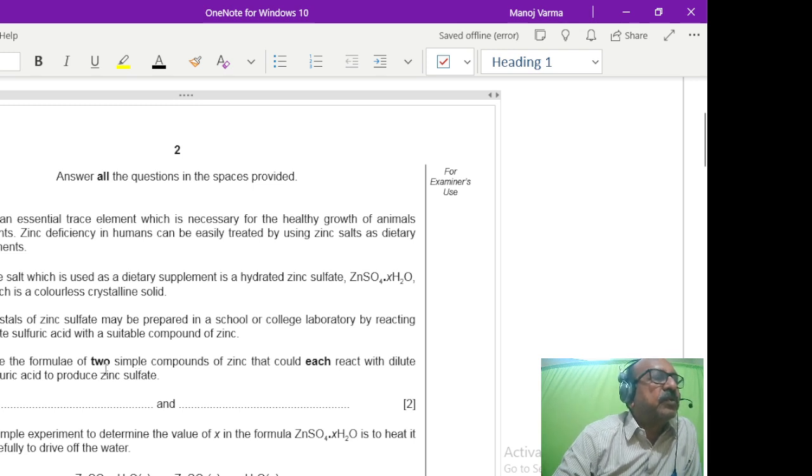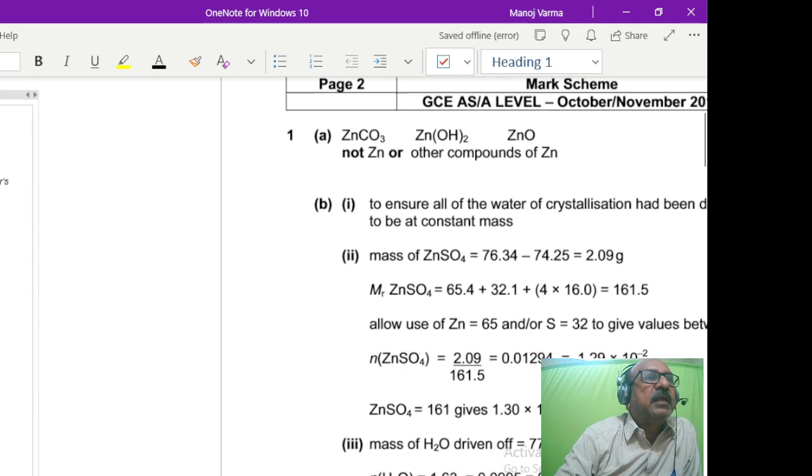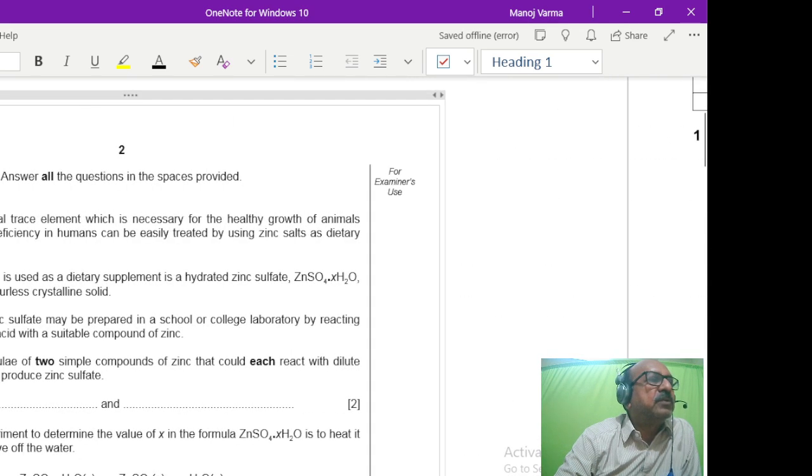Right? So you have to think about two simple compounds of zinc that could each react with dilute sulfuric acid to produce zinc sulfate. So what could those compounds be? What is your guess? So let's see what those compounds could be. It could be any one of them. It could be zinc carbonate or zinc hydroxide or zinc oxide. So any of these compounds can be used for preparing zinc sulfate, right? But you should not take zinc directly, you should take a compound. So these are the compounds of zinc. I think you understood the answer. So let's go to the next question.